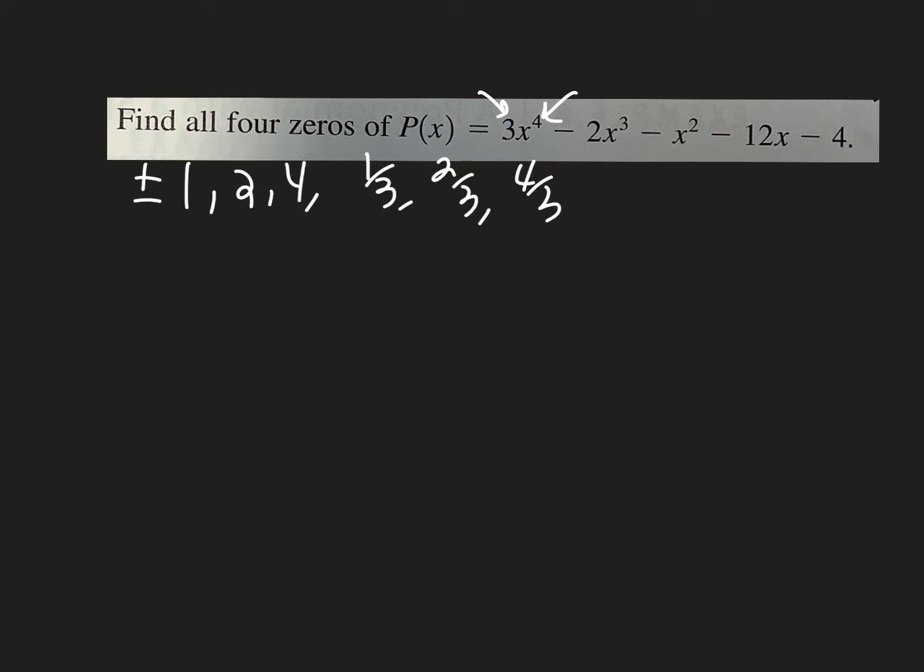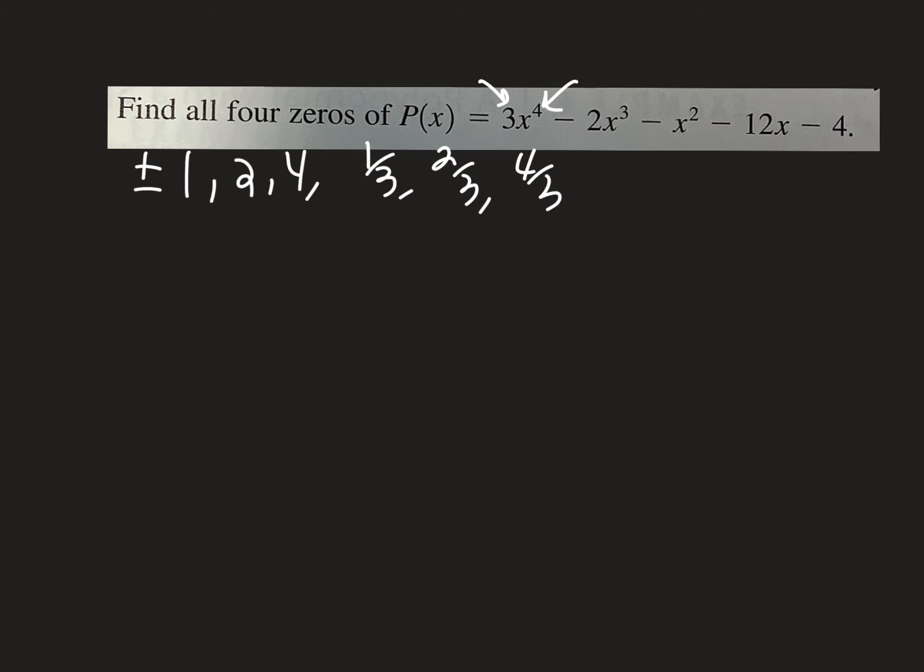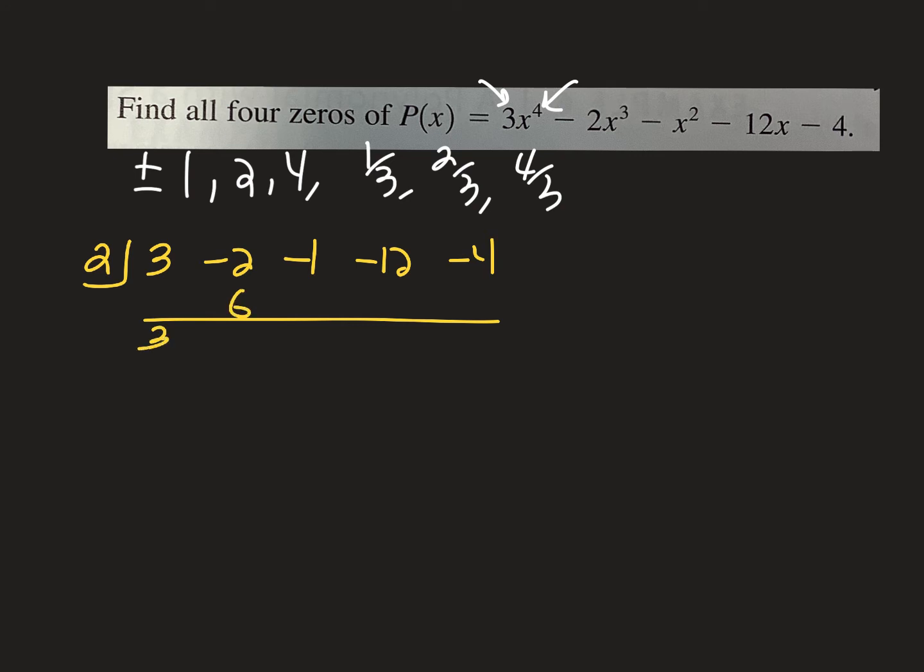And like I've told you before on these videos, I'm going to guess really well the first time to keep them a little bit shorter for you. So I'm going to guess that, let's try 2, just to see if 2 works. I got a good feeling. 3, negative 2, negative 1, negative 12, and negative 4 here. Let's see if 2 works. Bring the 3 down. Multiply, add, multiply, add, multiply, add. Yes, look at that. It sure does.